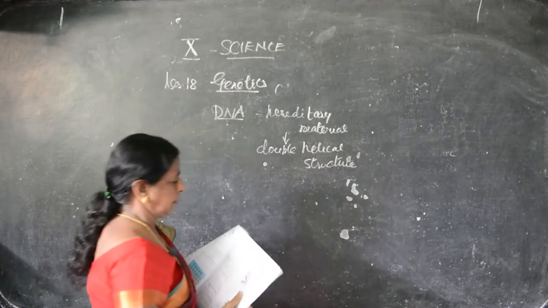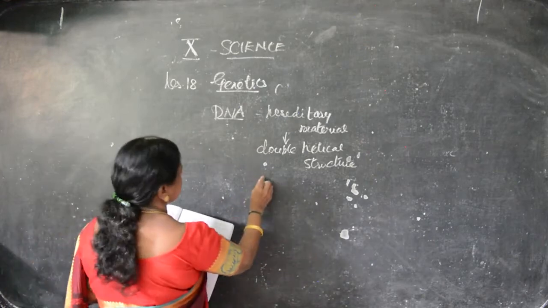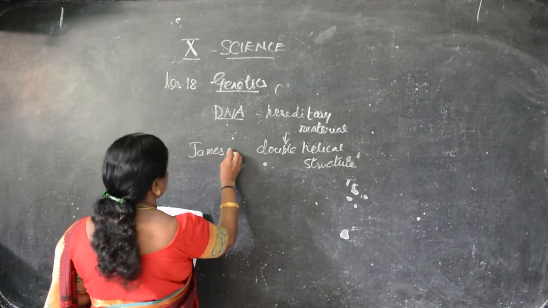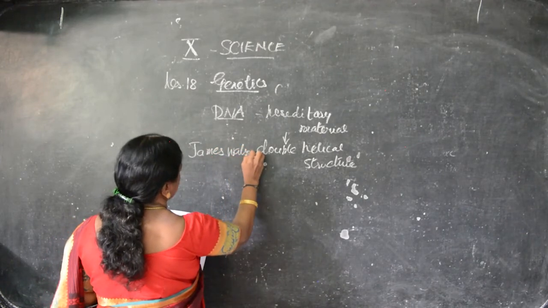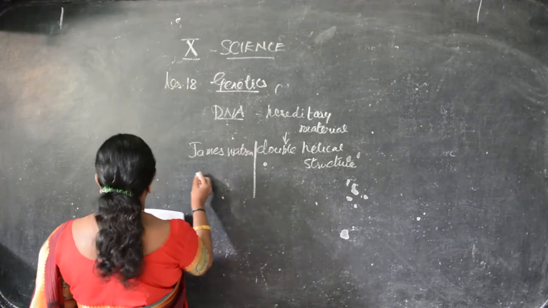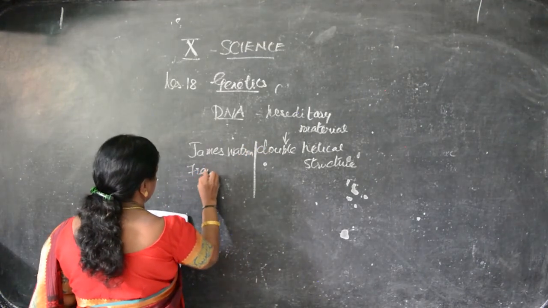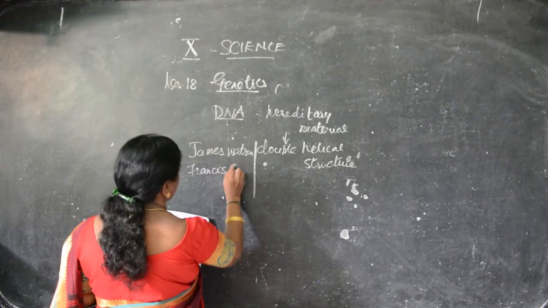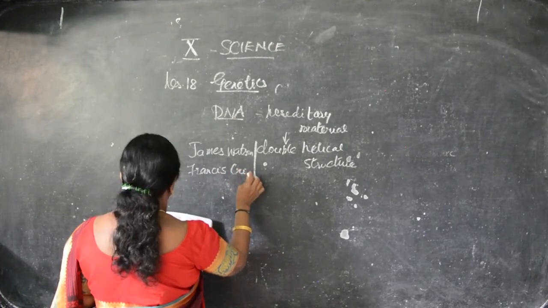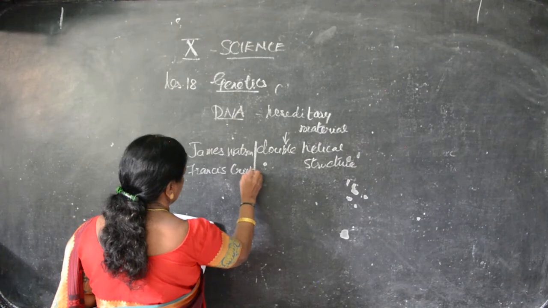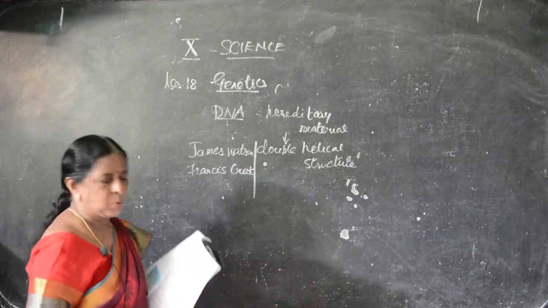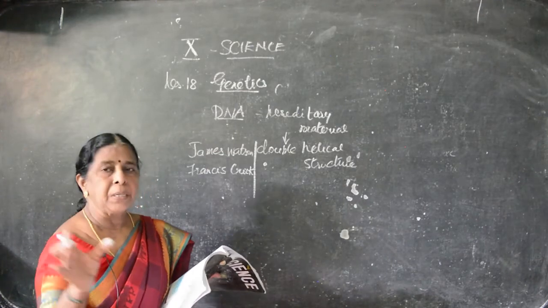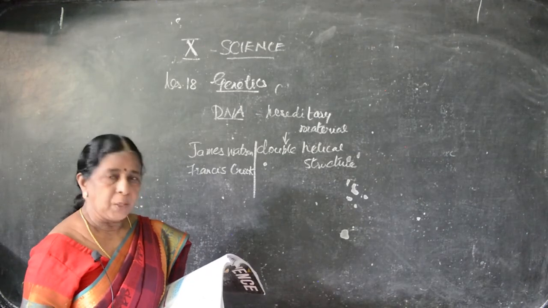Two layers joined together. It was first found by James Watson and Francis Crick. In short we say James Watson only. This is the model of James Watson and Crick. So they gave the structure of the DNA, and they got the award for that.